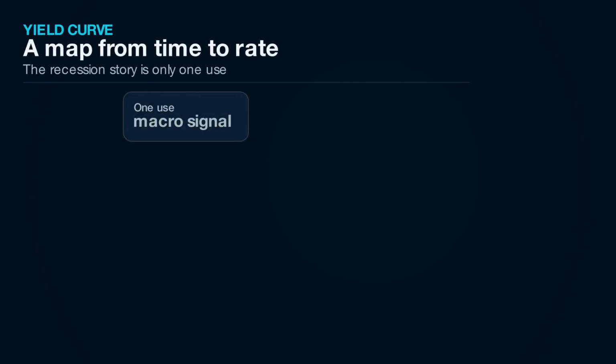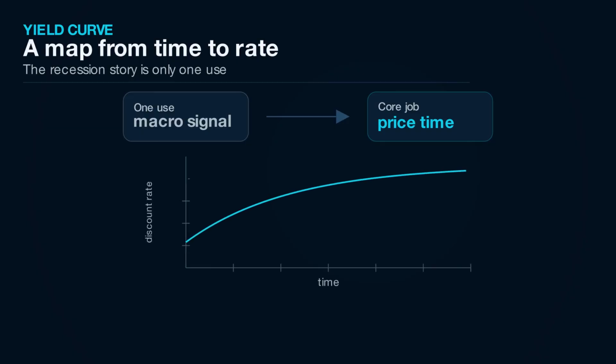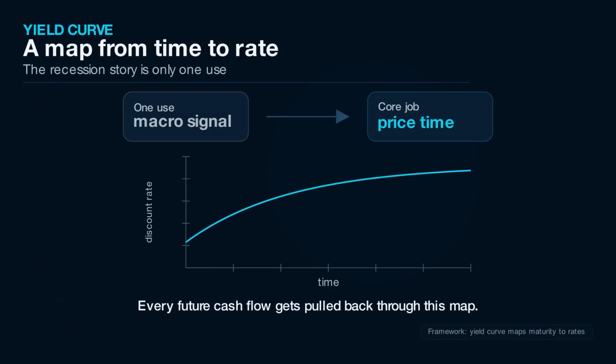A yield curve can be used to talk about recessions, but before it can signal anything, it has a much more basic job. It tells the market how to price time. A 1-month dollar is not priced the same as a 2-year dollar. A 5-year dollar is not priced like a 30-year dollar. The curve is a map from maturity to discount rate. Once you have that map, every future cash flow can be pulled backward into the present.